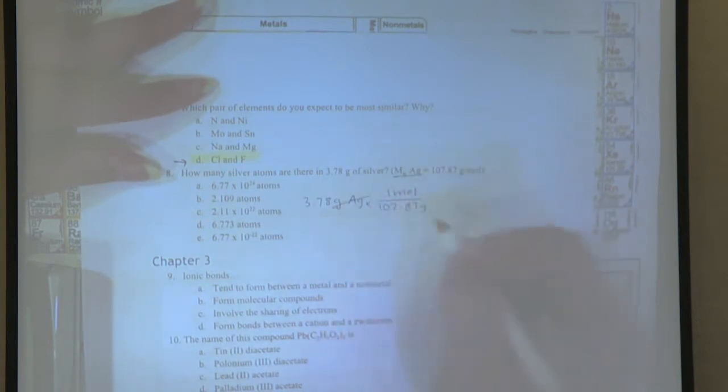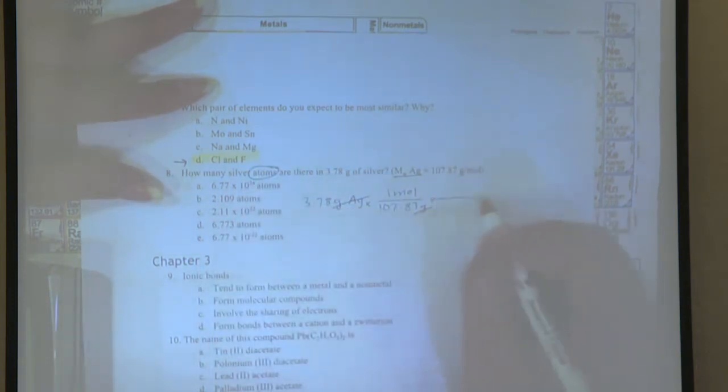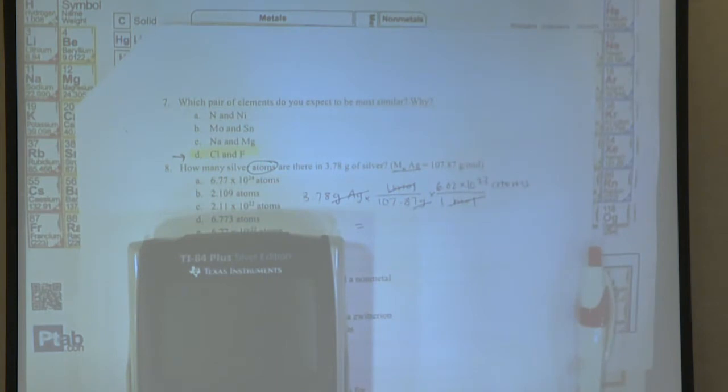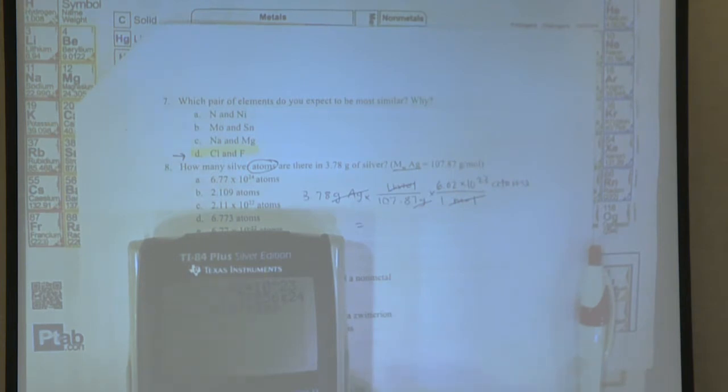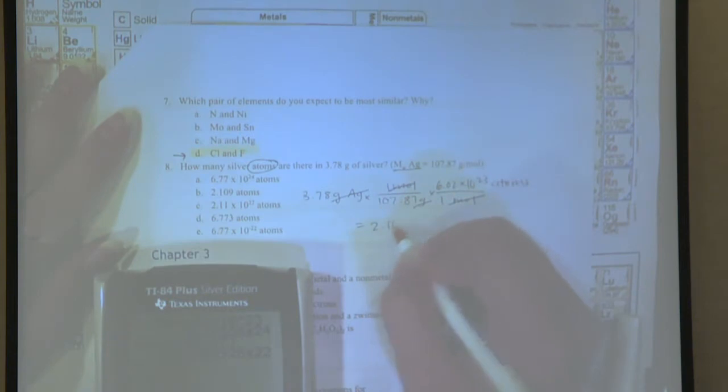right? And so I have my grams here canceled out, and so I'm stuck with moles. Once I do this out, I'm going to get moles. But they're not asking for moles, they're asking for how many atoms there are, right? So we all know that in 1 mole, it's going to be 6.02 times 10 to the 23 atoms. And now I can cancel this out. Multiplying across and dividing by that, I'm going to get 3.78 times 6.02 times 10 to the 23. I'm going to divide that by the molar mass, and the answer for 8 should be C, which is 10 to the 22.